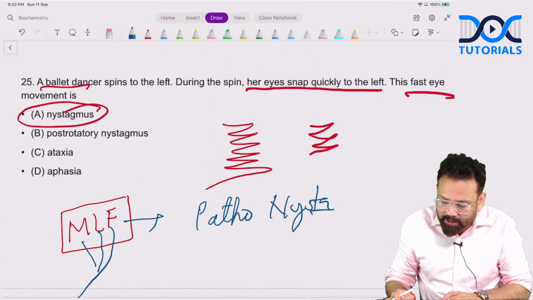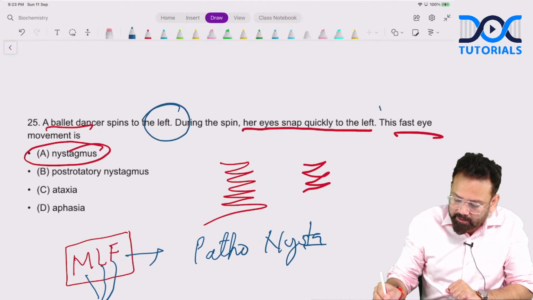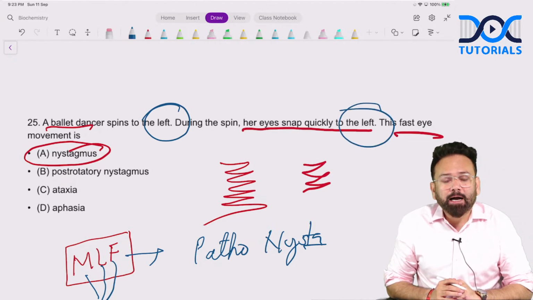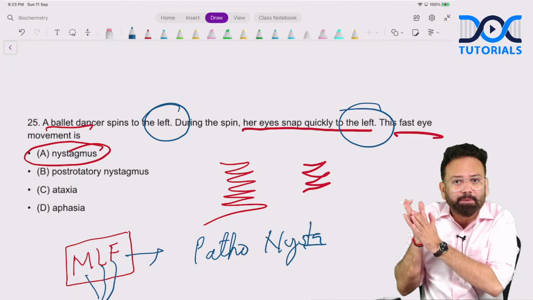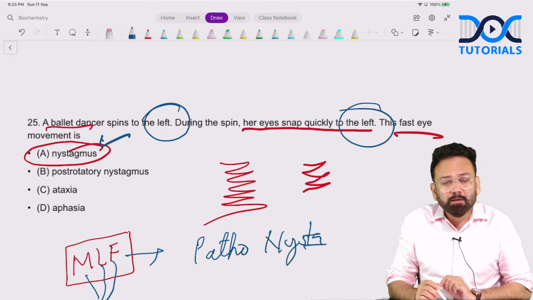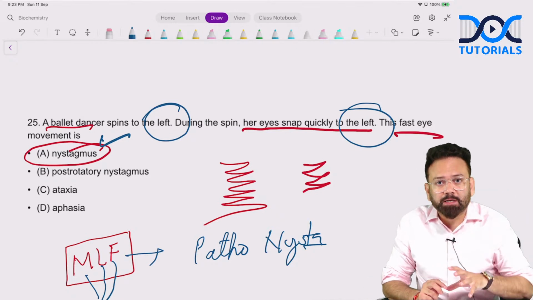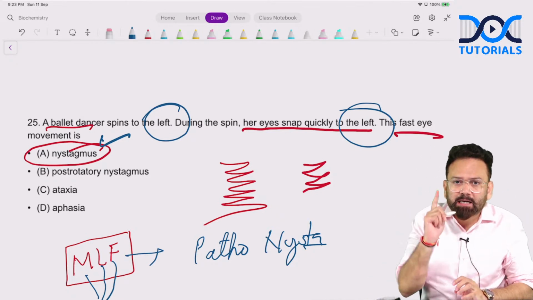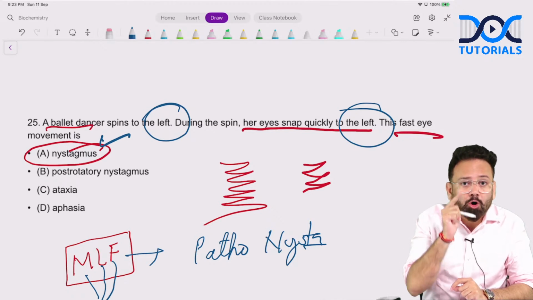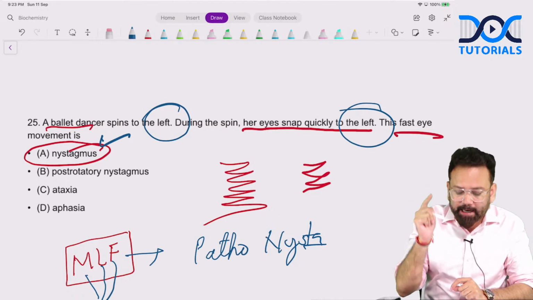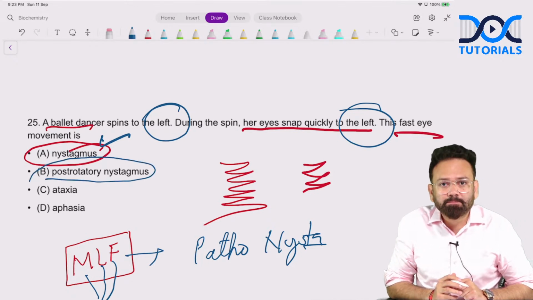This is happening in the same direction. Spin to the left, and the eye is also going to the left. So both are going in the same direction. So it is nystagmus. If you stop the rotation, even after the rotation is stopped, the ballet dancer will have post-rotatory nystagmus on the opposite side. This is called post-rotatory nystagmus.